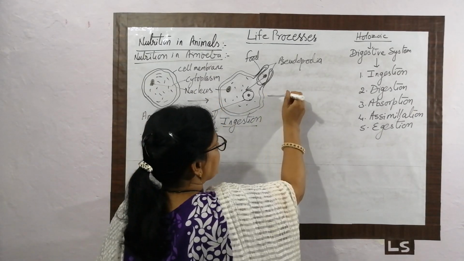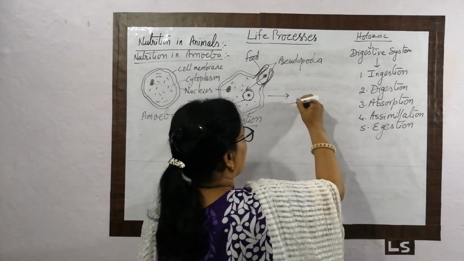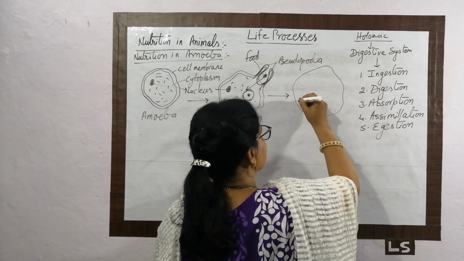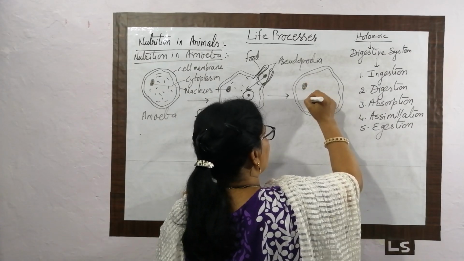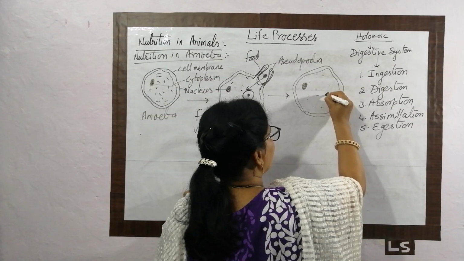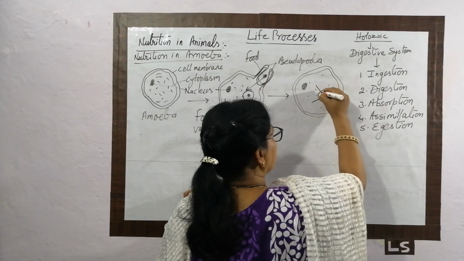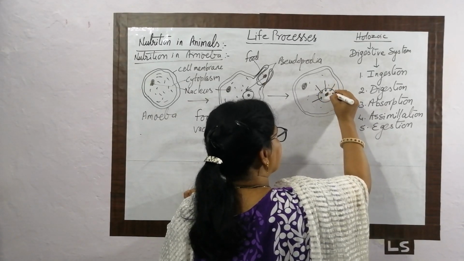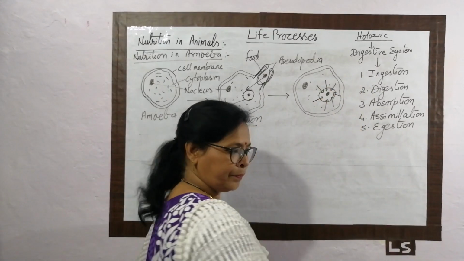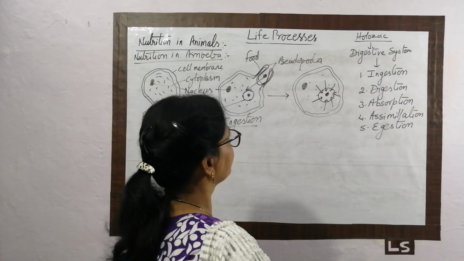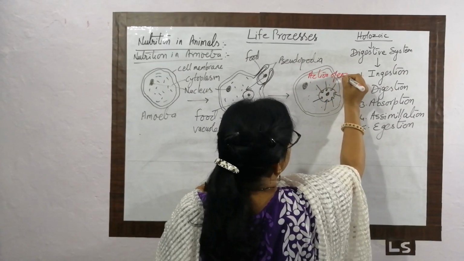And the next step: the cytoplasm of the amoeboid cell contains a large number of enzymes. Now, what is the role of enzymes here? This is the nucleus. Cytoplasm is present all over the cell, and this is the food vacuole. The enzymes present in the cytoplasm enter inside the food vacuole. This is the action of enzymes.